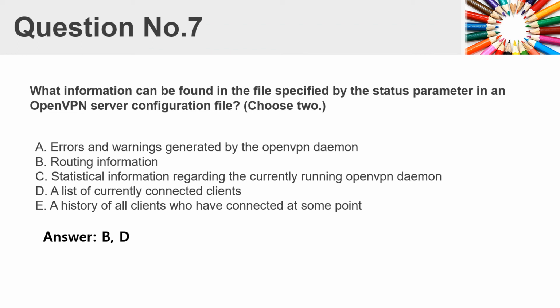Question number 7. What information can be found in the file specified by the status parameter in an OpenVPN server configuration file? Choose 2. A. Errors and warnings generated by the OpenVPN daemon. B. Routing information. C. Statistical information regarding the currently running OpenVPN daemon. D. A list of currently connected clients. E. A history of all clients who have connected at some point. Answer B, D.